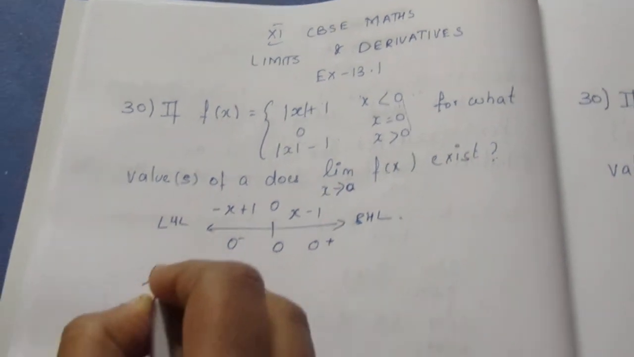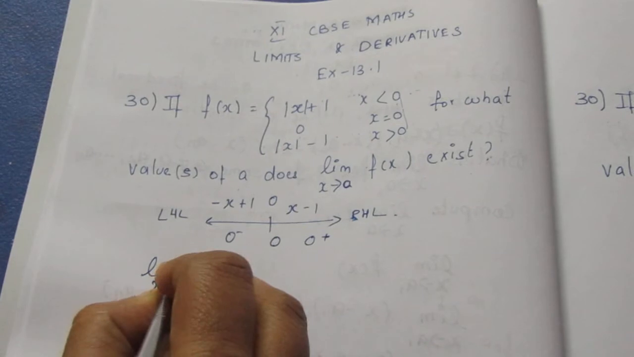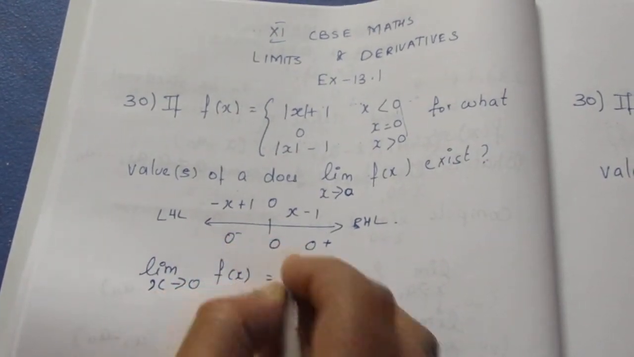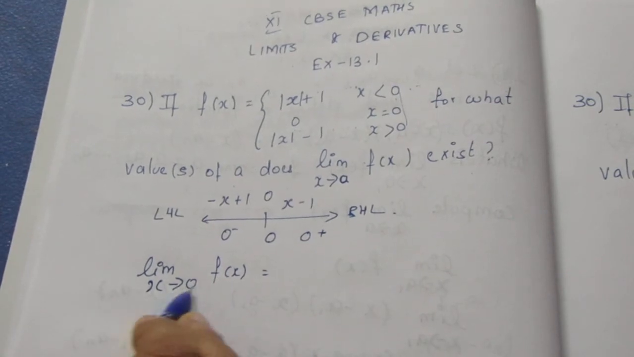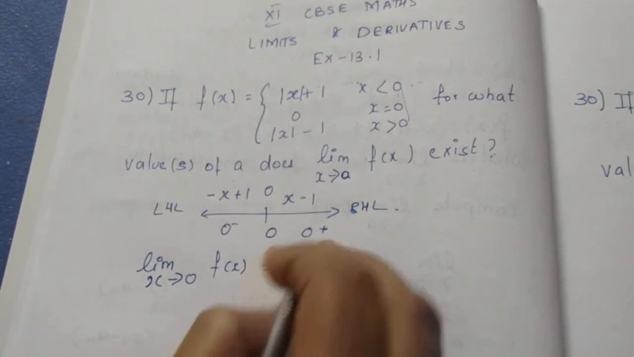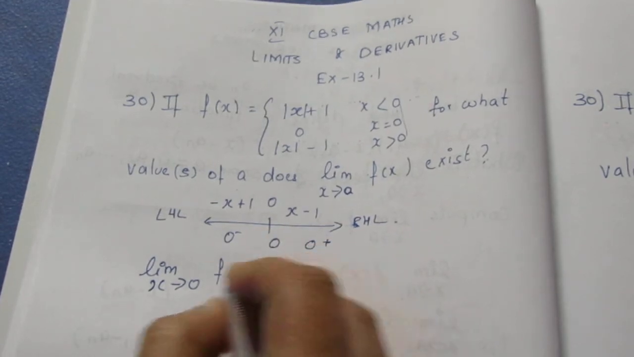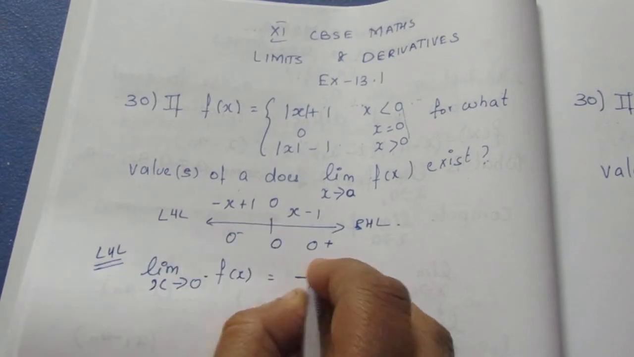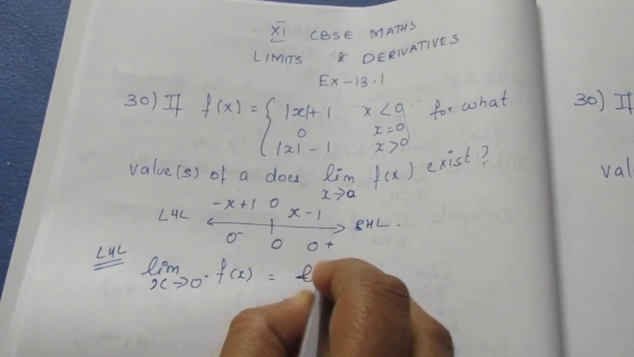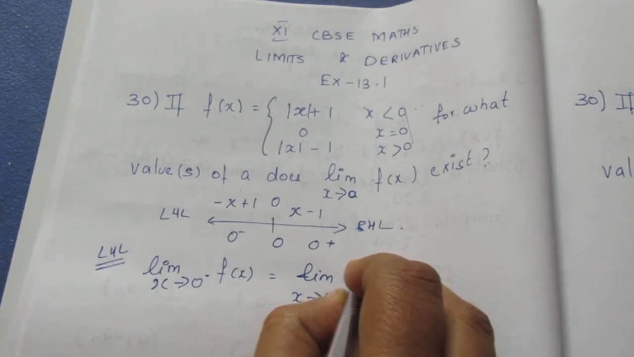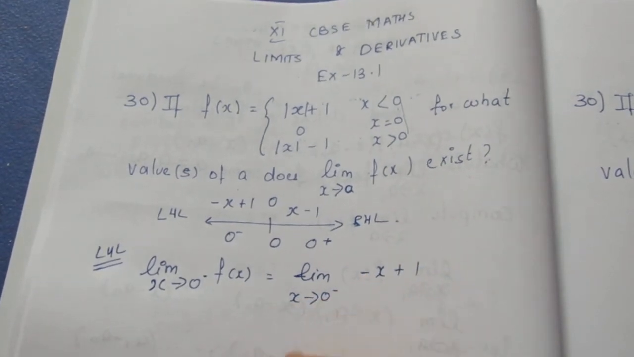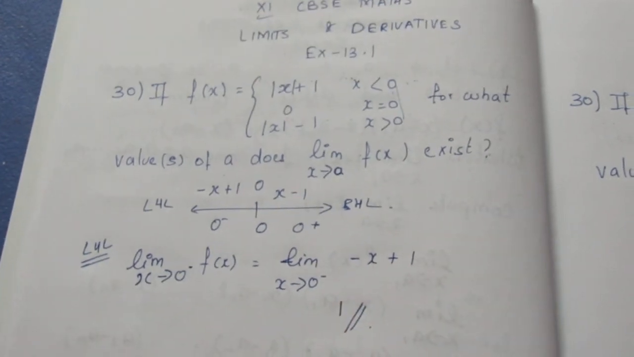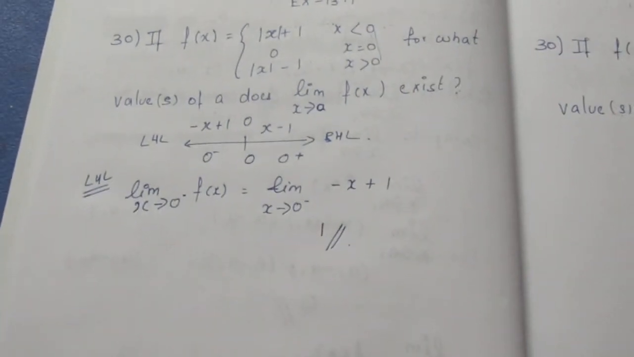Limit x tends to 0 f of x. So if I am just taking the limit x tends to 0 f of x, now on the left hand side, so 0 negative, here we need to take minus x plus 1. Limit x tends to 0 minus of minus x plus 1. If we substitute 0, here it becomes plus 1. As x value is 0, just substitute it, we get plus 1.